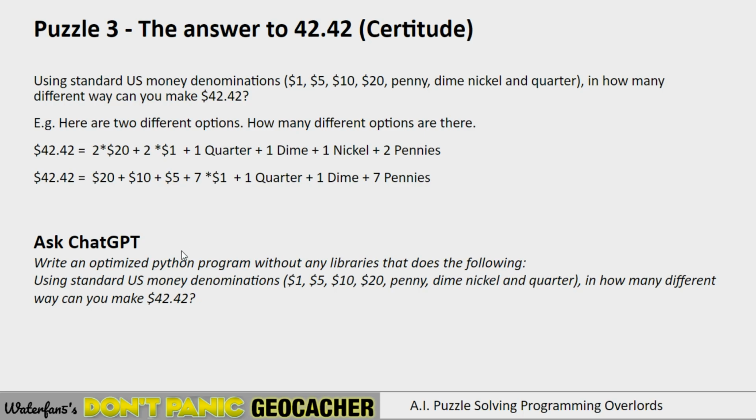But we want a fast program because we don't want to wait for hours for the answer. Just give us the answer. So that's why I write optimized in here. And other than that, I copied just the information over. I didn't copy the example because I can, and it most likely wouldn't harm, but it's irrelevant. The sentence above is enough for it to understand. So using US standard money denominations, I don't even put that. I can just say using this, in how many different ways can you make $42.42? And it will write a program for us. Then we're going to run the program, and then we'll see if it comes up with the correct answer.